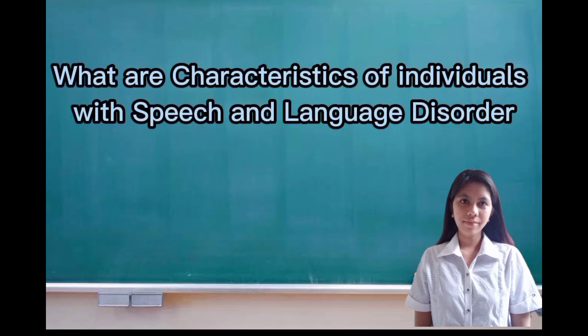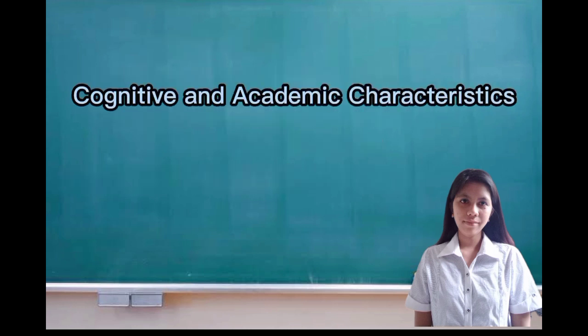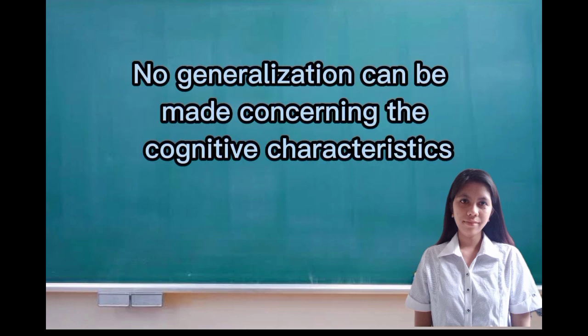So, what are the characteristics of individuals with speech and language disorder? Students who have speech and language disorder are a diverse group. However, some of the most common cognitive and academic, social and emotional, and behavior characteristics are outlined. Cognitive and academic characteristic. No generalization can be made concerning the cognitive characteristic.